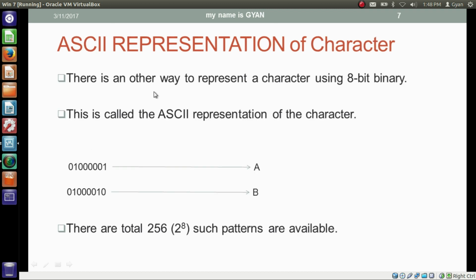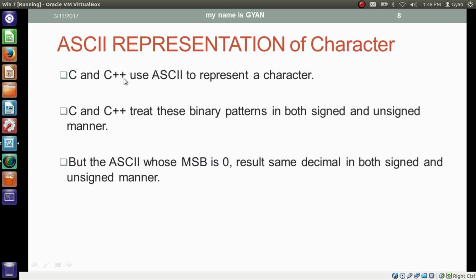There is another way to represent the character using 8-bit binary. This is called ASCII representation of the character. You can see here A can be represented using this 8-bit binary and B can be represented using this 8-bit binary. Since there are only 8 bits in the ASCII character, there are a total of 256 such patterns available. That means using ASCII we can represent only 256 characters.